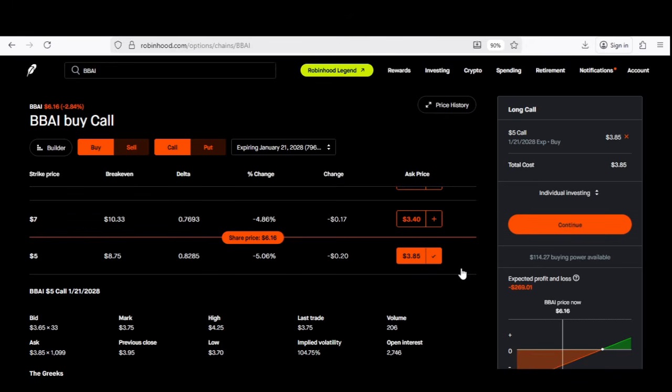$3.85, when you translate that into the real world, that's going to cost you $385. The reason it's going to cost you $385 is because each option contract contains 100 shares. So if you multiply your $3.85 by 100, that's going to give you $385. Now, this is known as a defined risk option strategy, meaning if this trade goes absolutely wrong, the only amount you could lose is the amount that you invested, which is $385. You cannot lose any more.